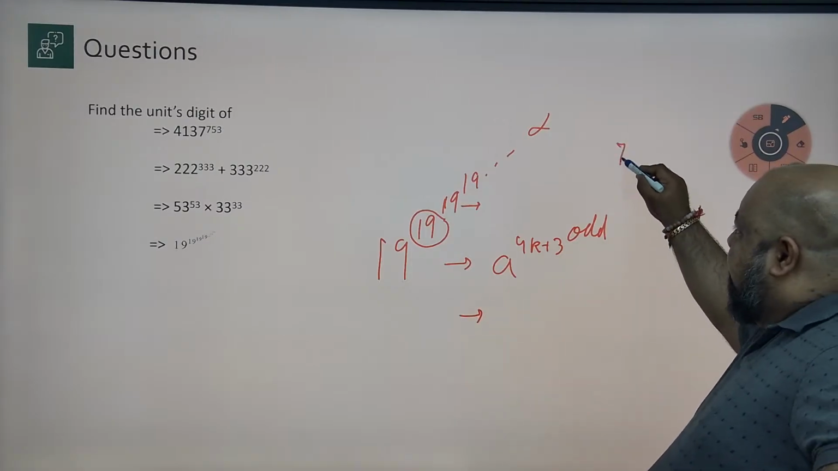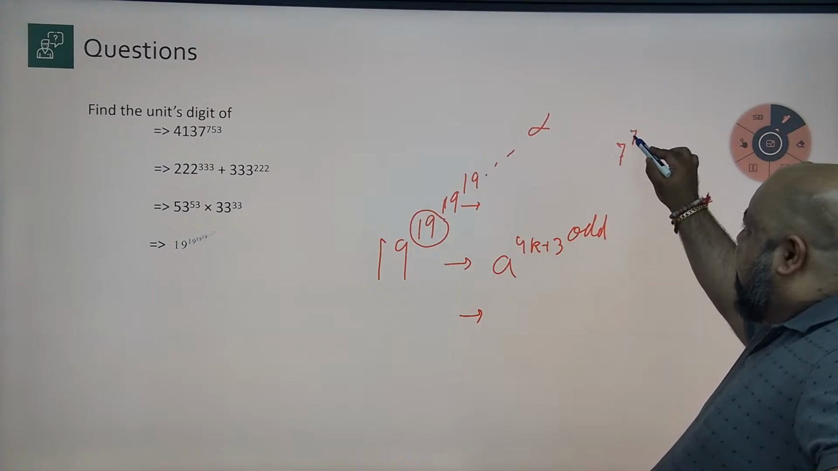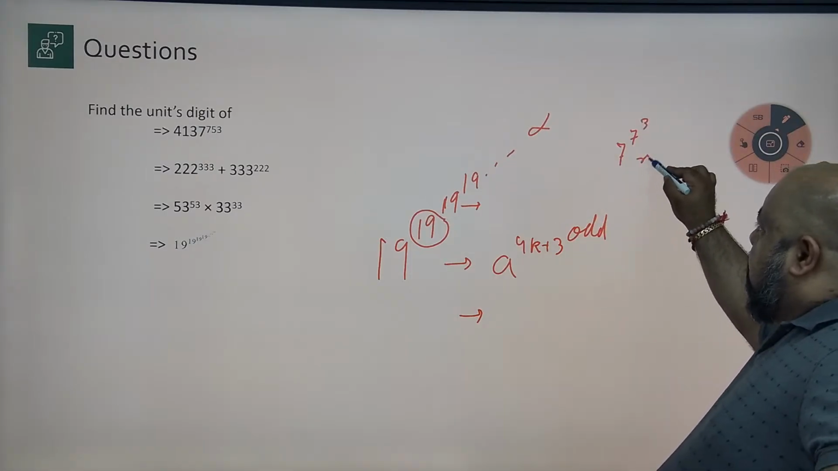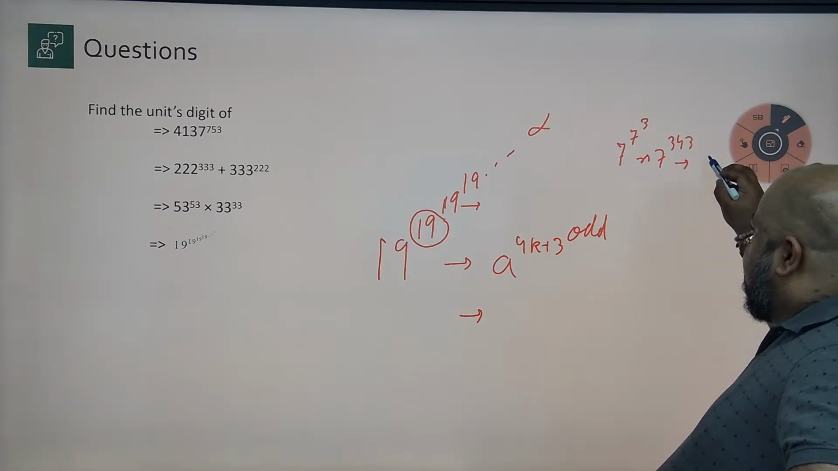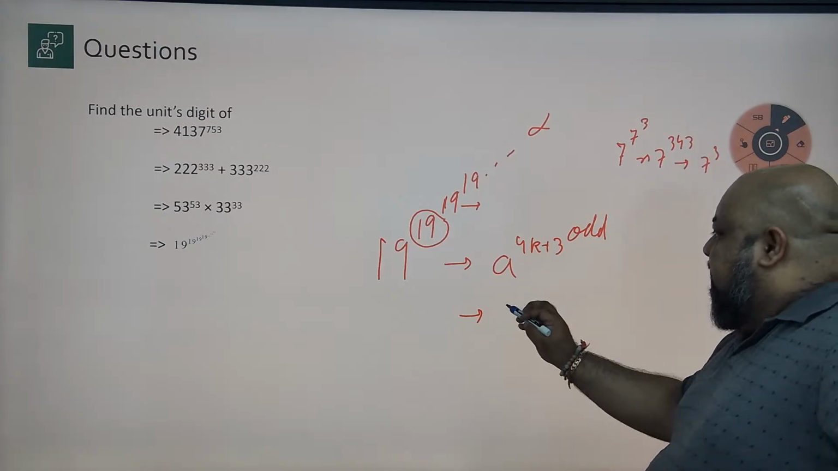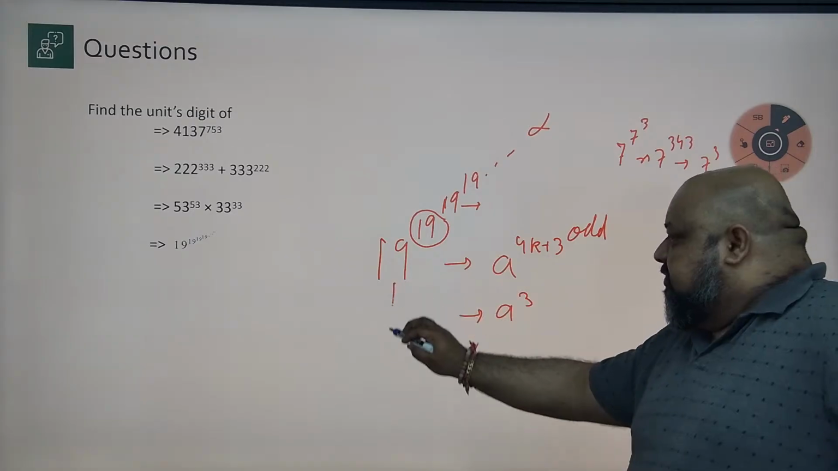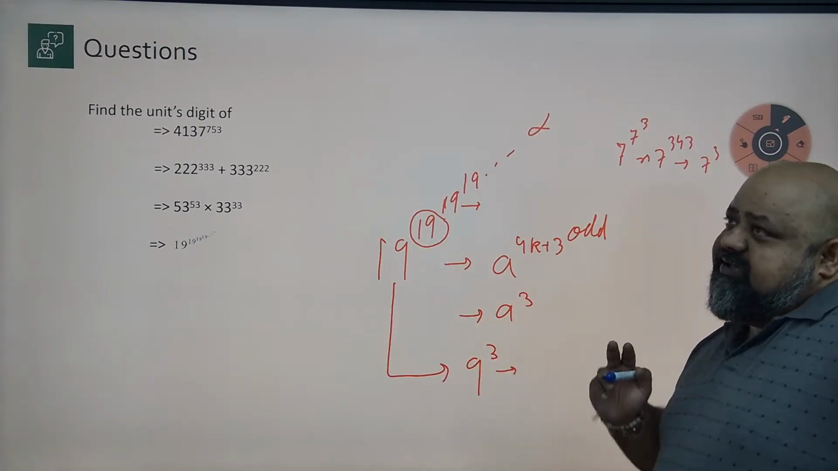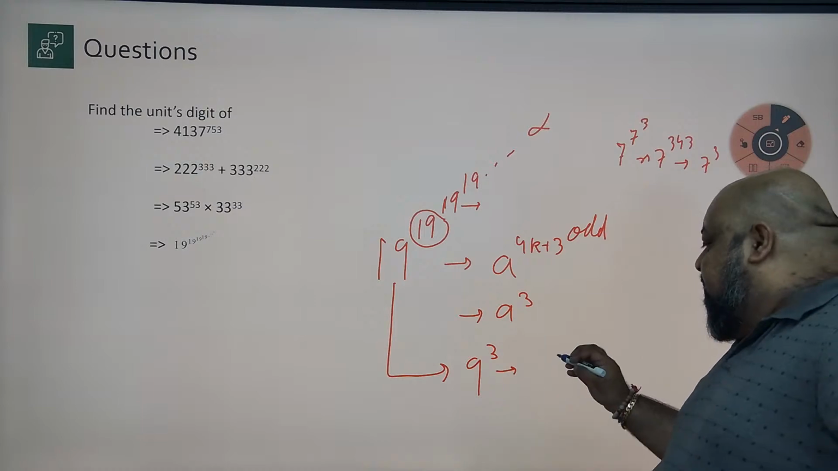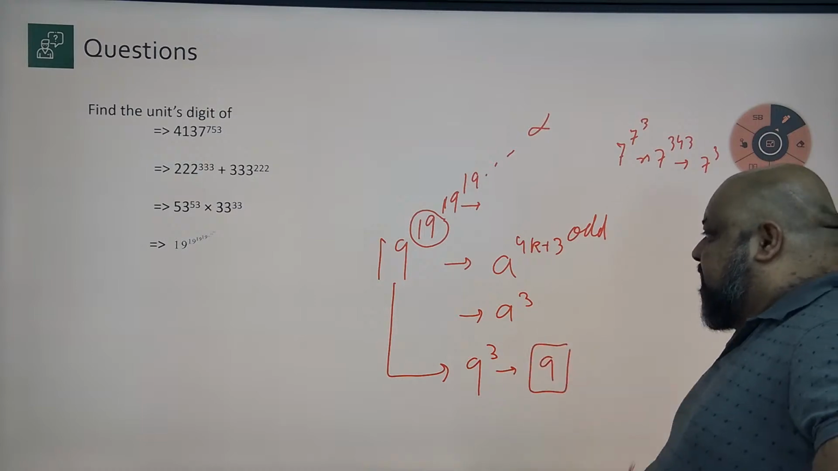So if I had 7, 4k plus 3 is again 7, odd is cube. 7 raised to power 3 is 343. So this ends in 7 raised to power 3. So this will end in A raised to power 3. So this will have the same unit digit as 9 raised to power 3. 9 raised to power 3 is 729, which ends in 9. That becomes the answer.